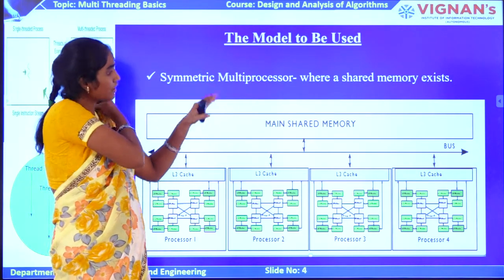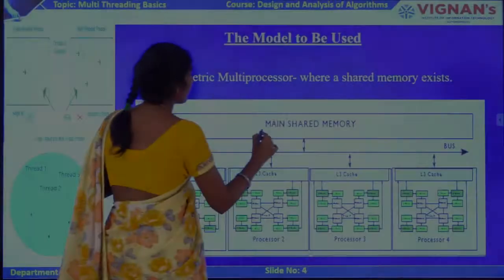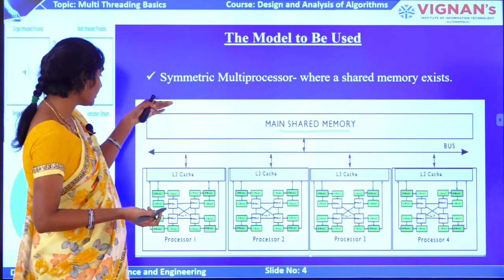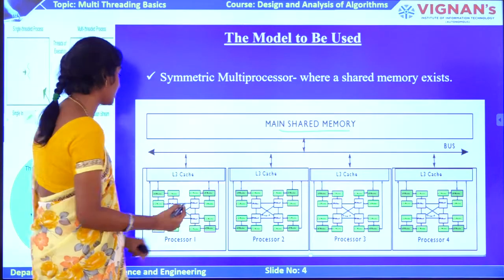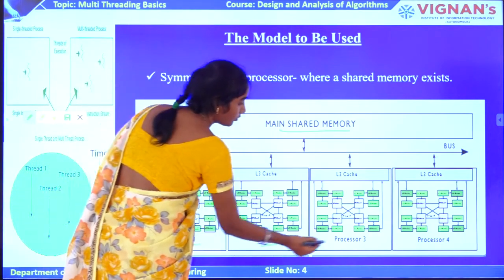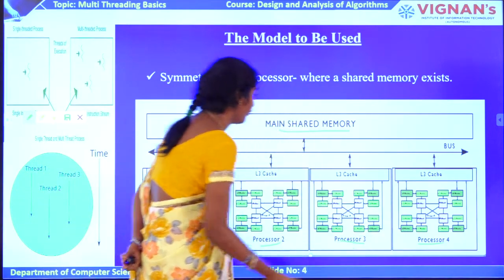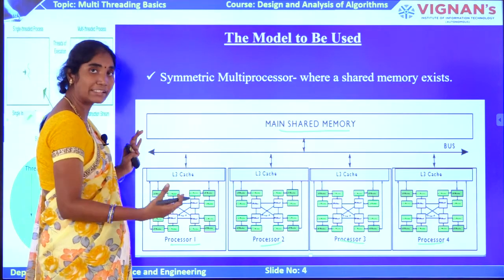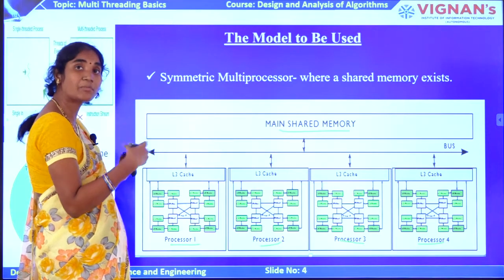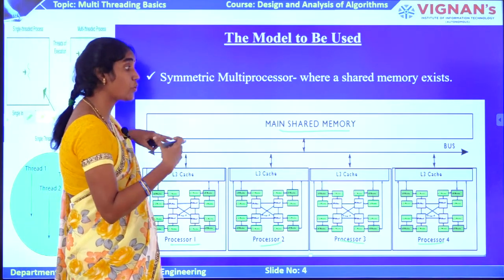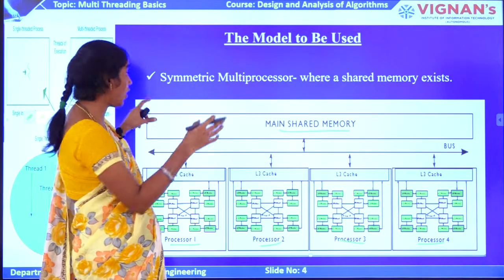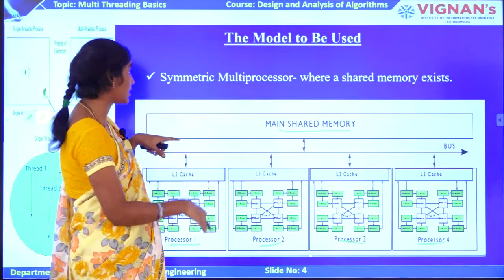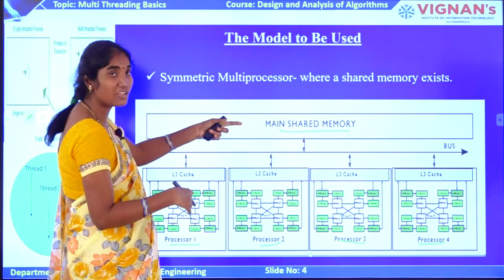So here I am showing you the classical multiprocessor system. Here I am having a shared memory. I have 4 processors over here: processor 1, processor 2, processor 3 and processor 4. Each and every processor is processing some task. Let us consider each processor has some task, and it is going to share the common memory in order to execute all these processors, and that common memory is the main shared memory.